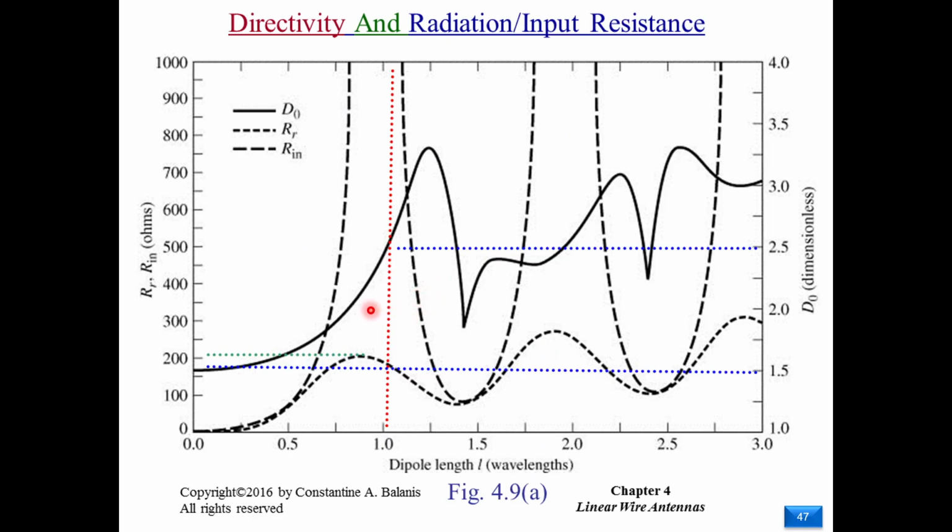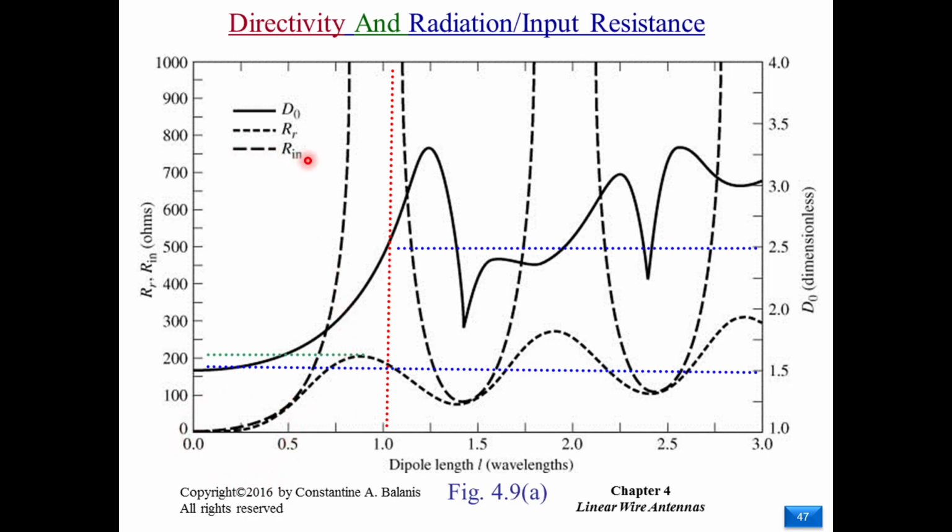And if you notice here, for values of L below 0.5 lambda, the two curves, this is R in and this is R radiation, are the same up to this value, up to lambda over 2, and after that they start to depart. And you can think about this. Why is that? Think about that.